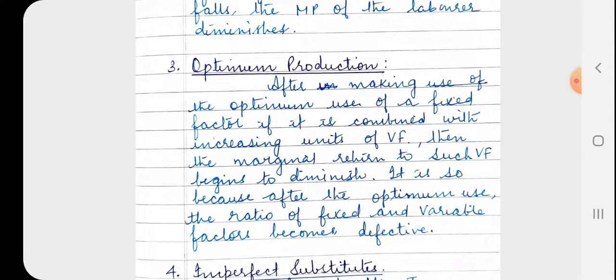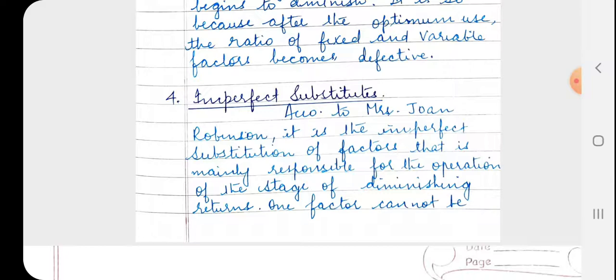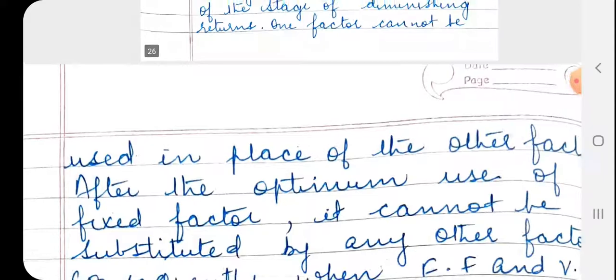You can see that the marginal production was declining. Therefore, after the optimum usage, the ideal ratio between fixed factor and variable factor is disturbed, and the ratio becomes defective. Imperfect substitutes: already we have seen that the variable factor is not a substitute for the fixed factor. Now it is time to increase the fixed factor, not the variable factor.